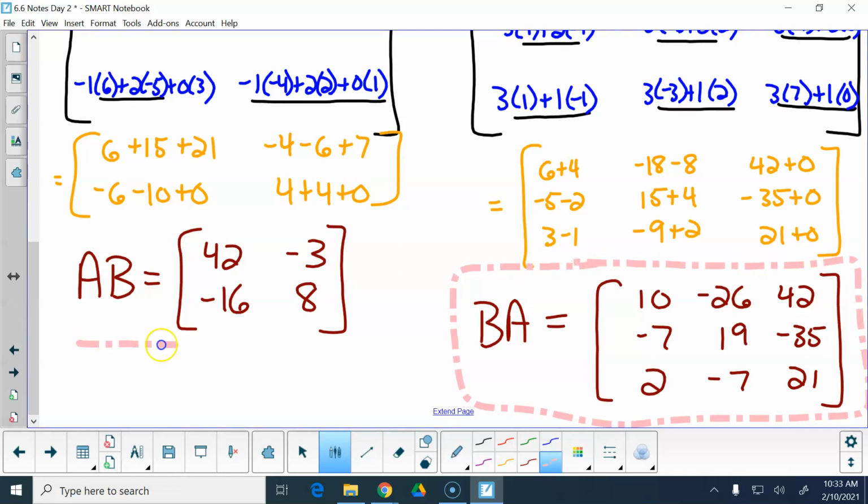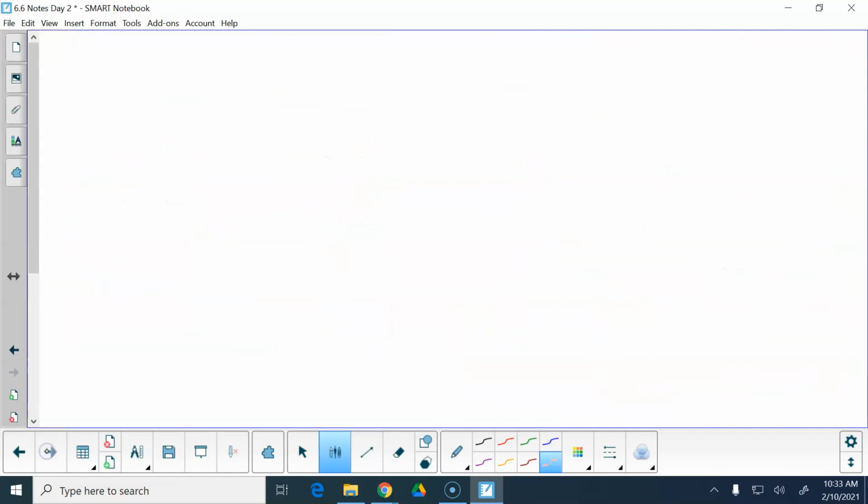Order matters when you are multiplying matrices. Okay? Got to have the proper order. Otherwise, you get a totally different size, totally different matrix. Yep. That is all that I have for today.